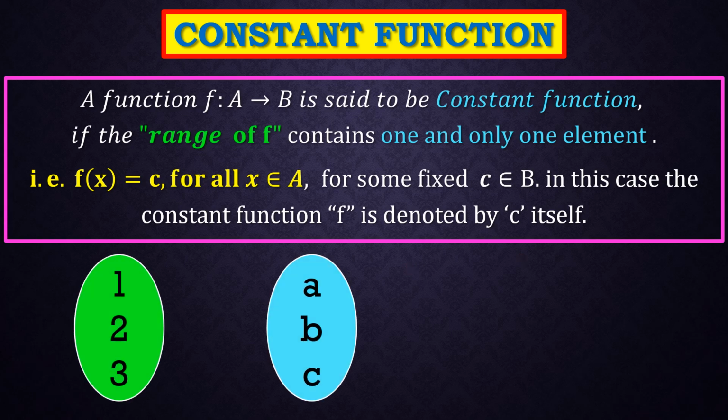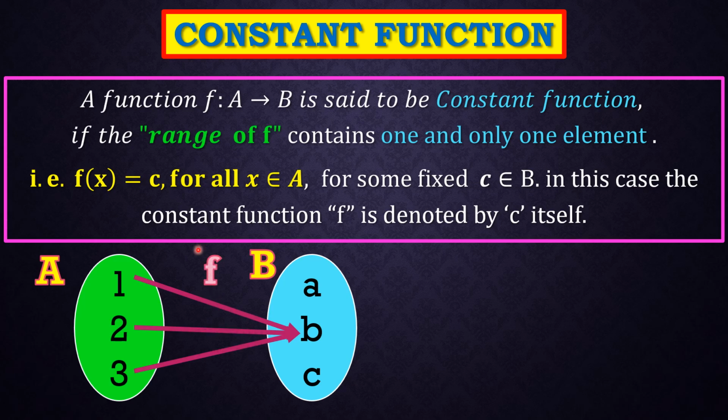Now we take one example. Here these two sets are denoted by a Venn diagram. The set A is {1, 2, 3} and the set B is {a, b, c}. We take one relation or one function, that is f. In the set A, 1 is mapped to b, which is in the set B. The element 2 is also mapped to the element b. 3 is also mapped to the element b.